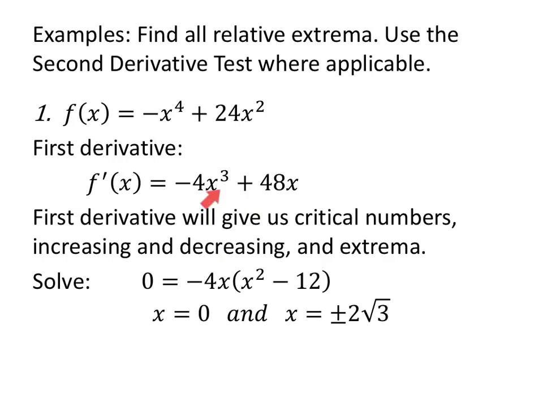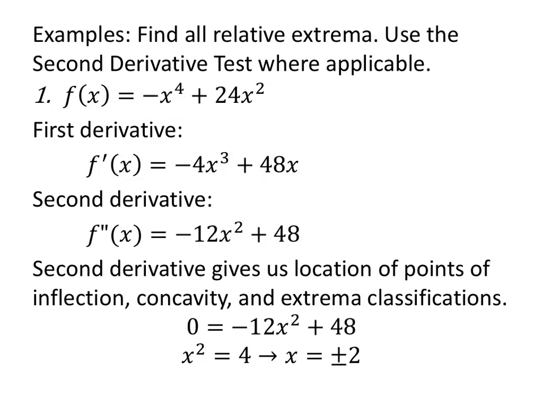So I'm going to factor out a negative 4x. I'm left with an x squared minus 12. Negative 4x times x squared minus 12 equals 0 tells us x equals 0, or x equals plus or minus the square root of 12. But we know the square root of 12 is the square root of 4 times 3, and we know the square root of 4 is 2, and we're left with the square root of 3. That's how we get our two other critical numbers.